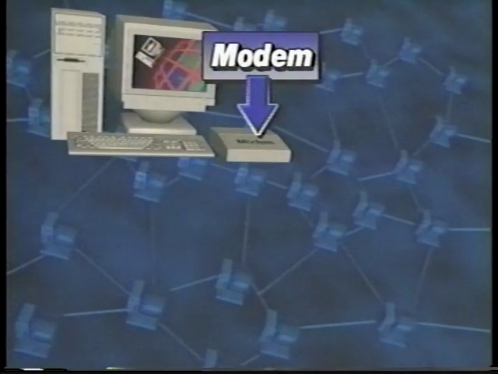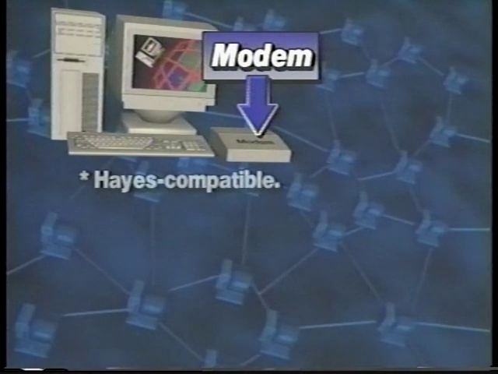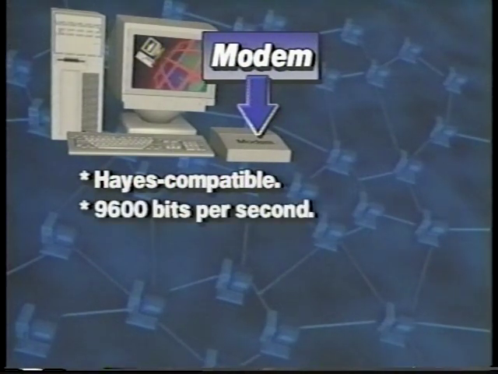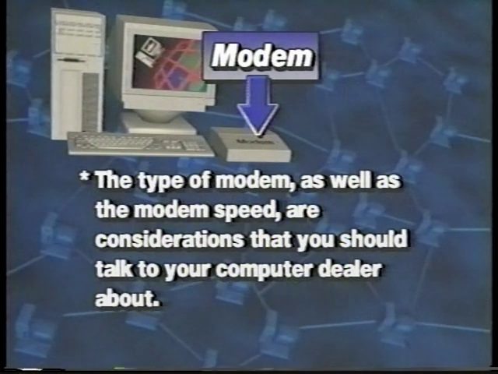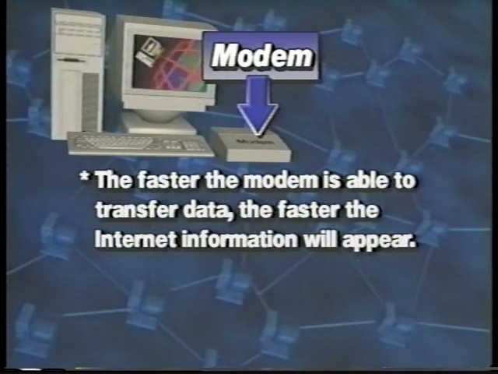A modem allows the computer to translate its data into a signal that can travel over a standard telephone line to talk to another computer. You will need a Hayes-compatible modem that runs at least 9600 bits per second, or a 9600 baud modem. The modem can be internal or external. The type of modem as well as the modem speed are considerations that you should talk to your computer dealer about. The faster the modem is able to transfer data, the faster the internet information will appear. Again, this also depends on the amount of RAM you have.